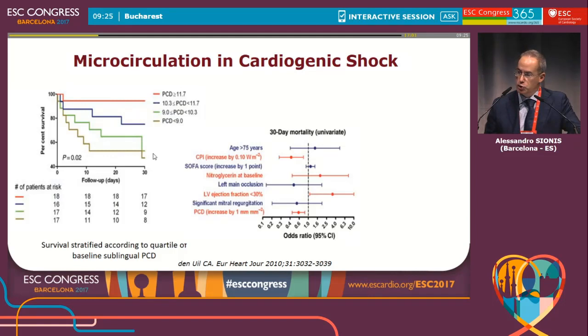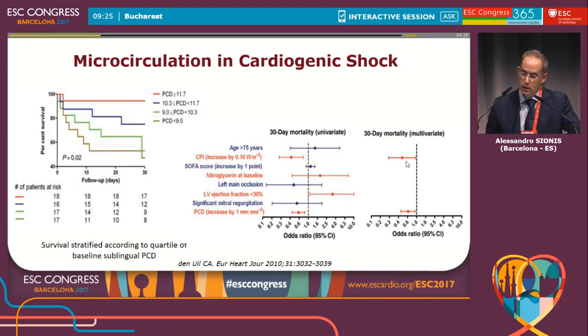And this was also true after univariate and multivariate analysis. Please take a look at the right part of the slide, and you can see here in the multivariate analysis, the only predictor of mortality that is still there is PCD, and well, besides also the cardiac index, the cardiac power index.